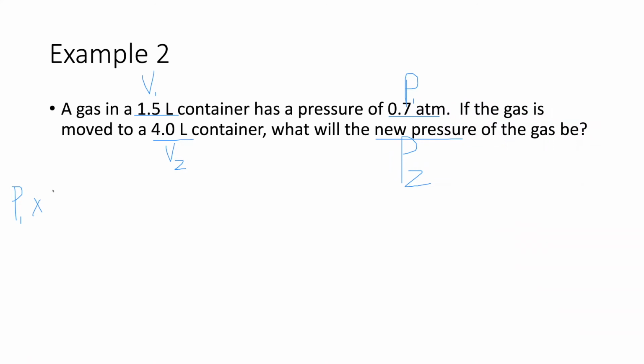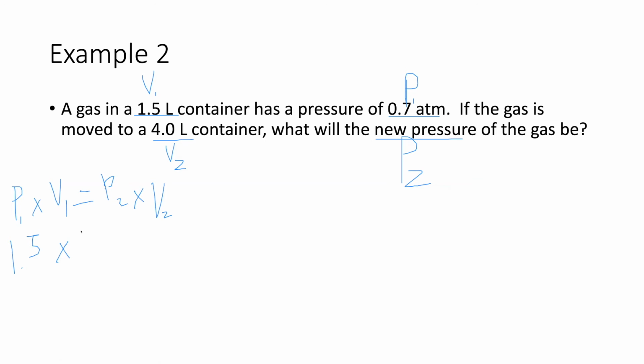Where's it? There we go. V1 equals what? It's going to be P2 multiplied by V2, right? And so we've already identified our variables here. All right, so P1 is going to be 1.5. We're going to multiply it by V1, which is over here. It's going to be 0.7.